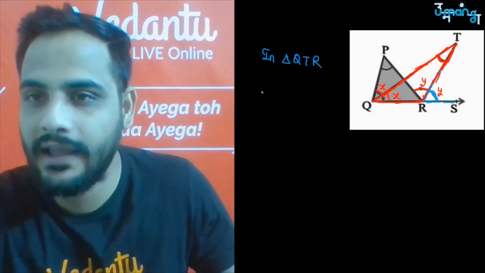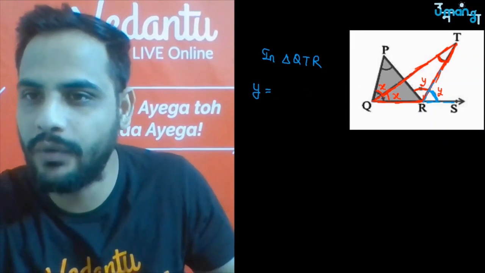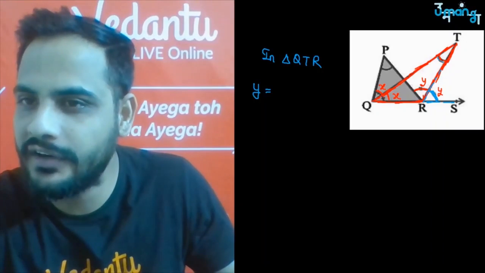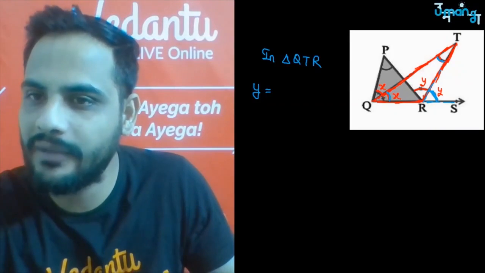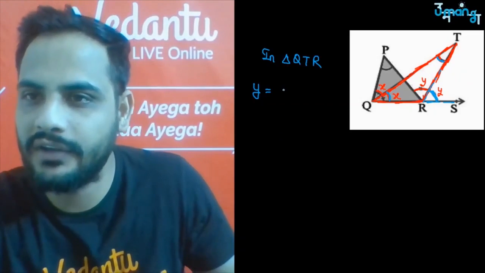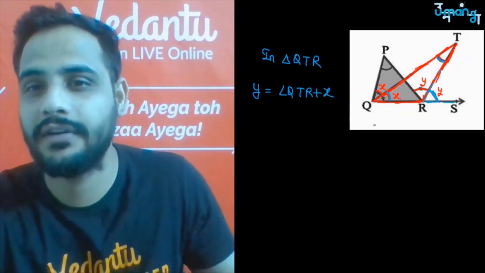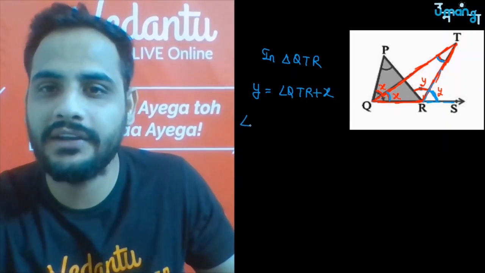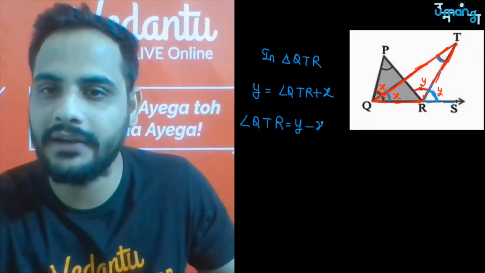QTR, angle Y is equal to the other two opposite interior angles. So one is angle QTR and the other is angle X, because I'm only talking about the red triangle. So Y is equal to angle QTR plus X. Okay. So from here you will get the value of angle QTR. Value of angle QTR is Y minus X.